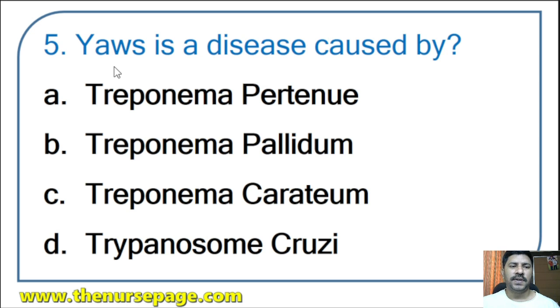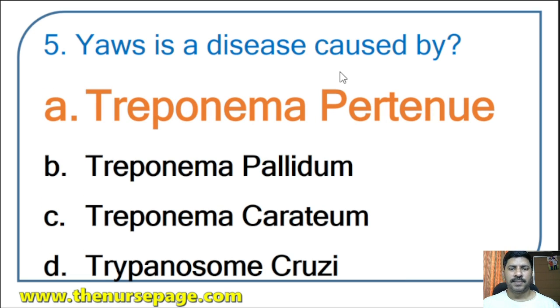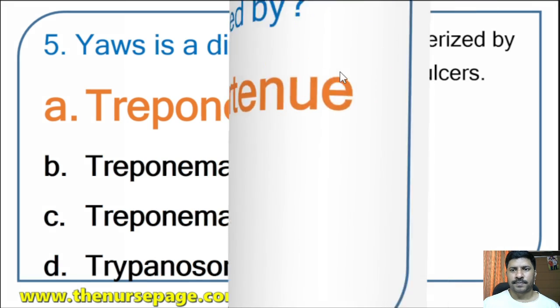Fifth question. Yaws is a disease caused by: Treponema pertenue, Treponema pallidum, Treponema carateum, or Trypanosoma cruzi. Yaws is caused by Treponema pertenue. Treponema pertenue is a subspecies of the Treponema group, and it causes Yaws disease.